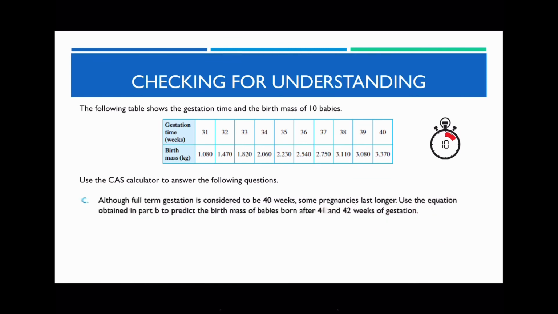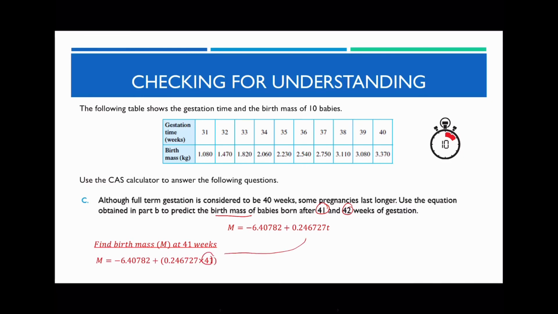Part C says, although full-term gestation is considered to be 40 weeks, some pregnancies last longer. So in this case, I'm already getting the idea that we're going to be extrapolating. It wants us to find the Y values, or the birth mass, after 41 weeks and after 42 weeks. So we're going to substitute 41 and 42 for T. If we do that, M is equal to negative 6.40782 plus 0.246727 times 41. So I've substituted 41 into the equation.